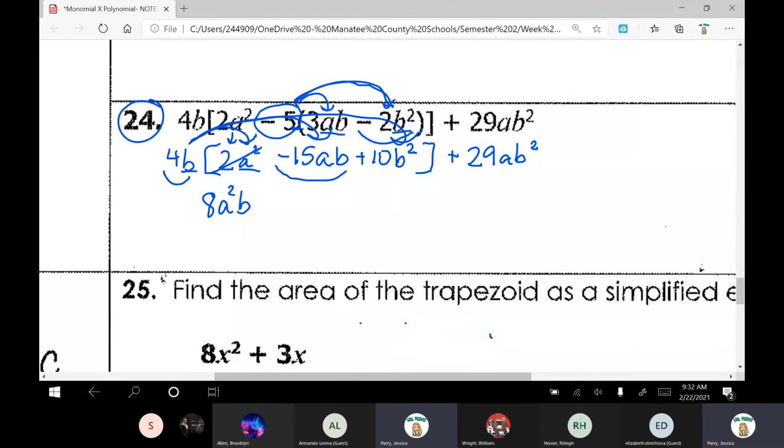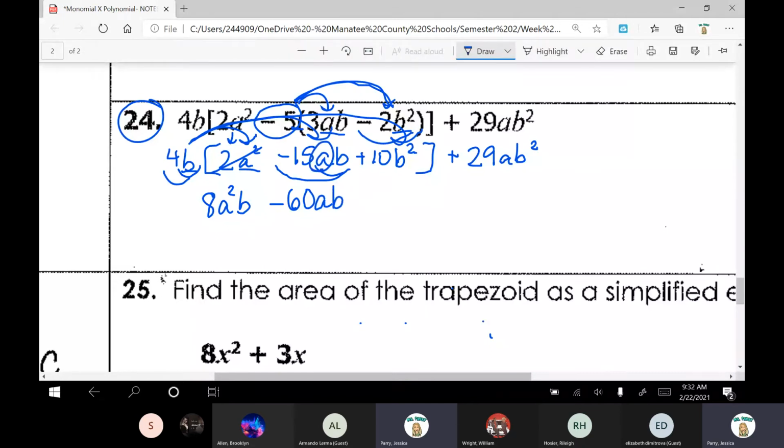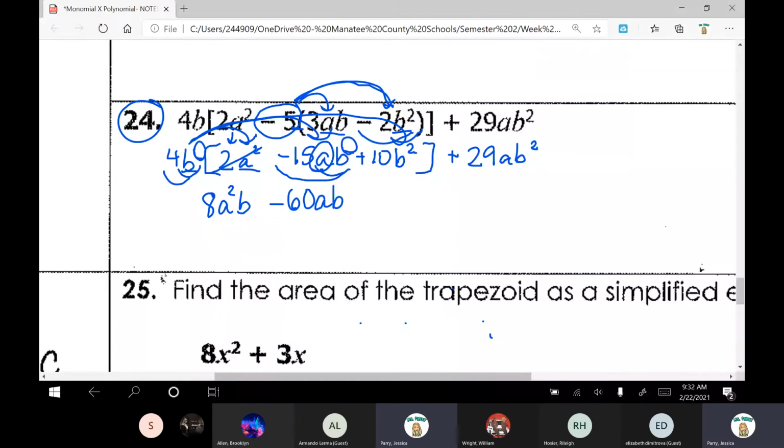4b times negative 15ab. So multiply your numbers. 4 times negative 15 is negative 60. And then we've got our variables. We have a variable b and there's an ab. Put it in alphabetical order. So first is the a. There's no other a, so I'm just copying down exactly this a here. No exponents. Then our next variable is b. Product rule. Add the exponents. Invisible 1 plus invisible 1 is 2. So now b has an exponent of 2.